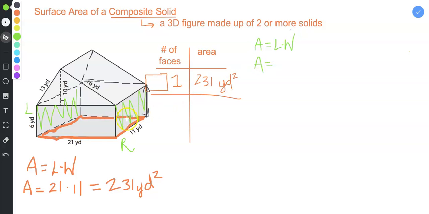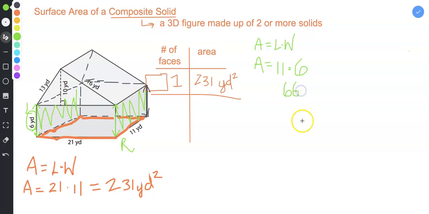And the length is 11 yards. And then the width here is this vertical line. Each of these vertical lines is going to equal 6 yards. Basically, all of these lines are parallel, meaning they never intersect. They're at the same angle. They're going up and down, they're vertical. So these are all 6 yards long. So I fill in 6 for the width. And then 11 times 6 gives me 66 square yards.